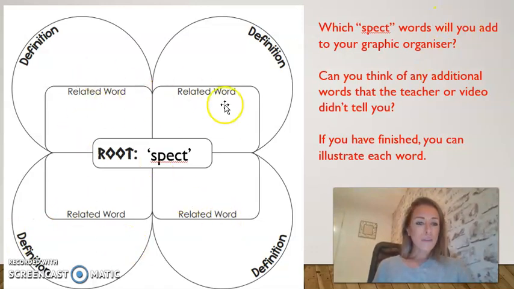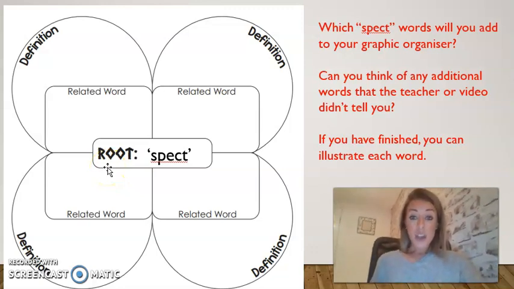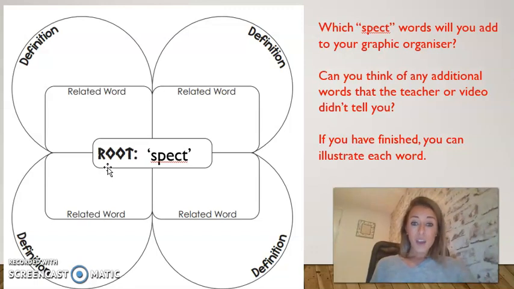This is called a graphic organizer. Now, some of you may be lucky enough to have a printer at home. So if you have got a printer, then you can steal this and print it out. But don't worry if you don't. You don't have to have a printer. You can draw this yourself.